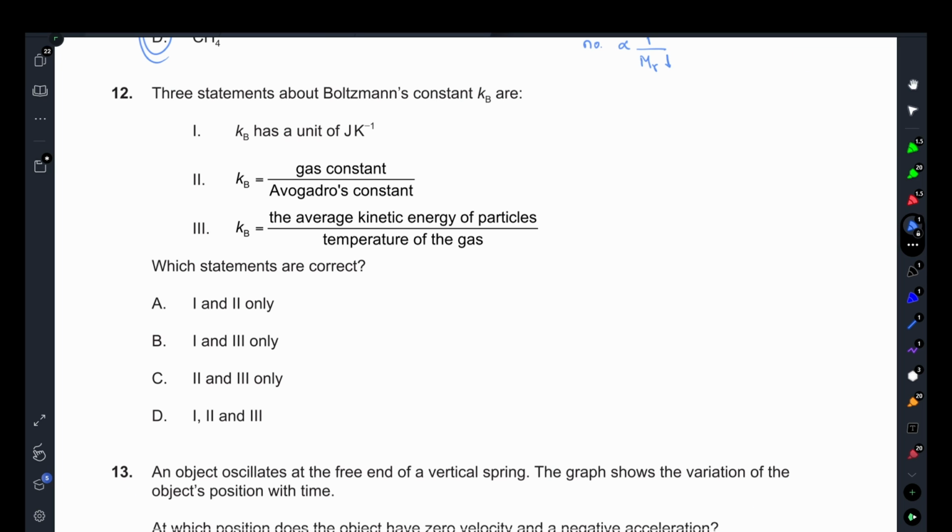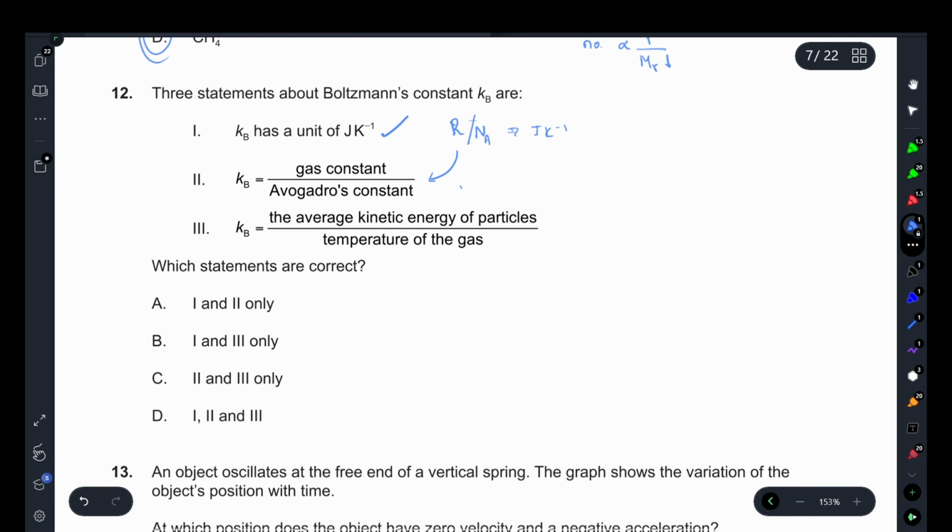This is a purely theory-based question. kB has a unit of joules per Kelvin. This is correct since kB, the Boltzmann constant, is equal to the gas constant 8.31 divided by Na. So both of them have the same units, which means they have a unit of joules per Kelvin. Like I said right there, this is correct.